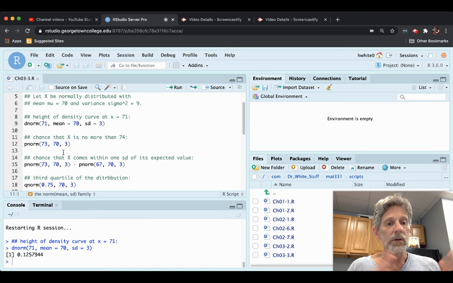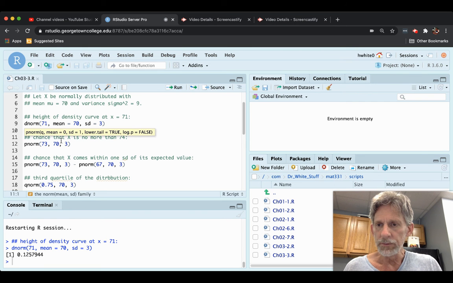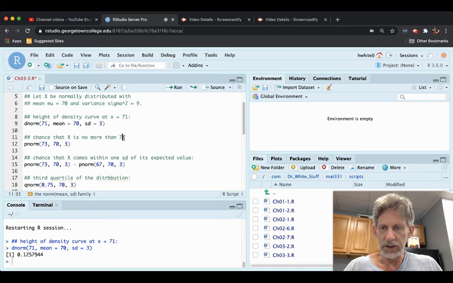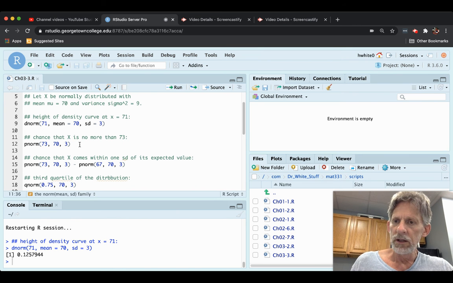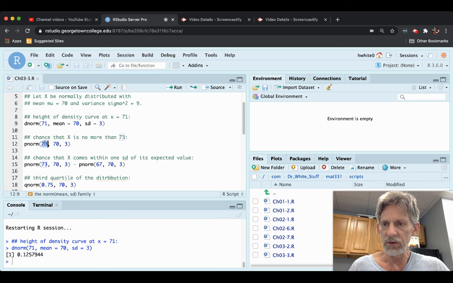Now, much more likely, you're going to want to know probabilities for the curve, which is like integrals of the PDF. And so the cumulative distribution function is where you want to go. Like, what is the chance that X is no more than 74? No, that should be a 73, I would think. That chance would be the pnorm, and you put your upper bound, and you're going to get the probability that it's less than or equal to 73.